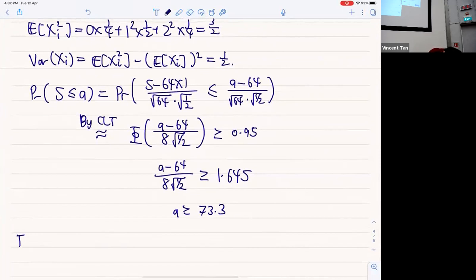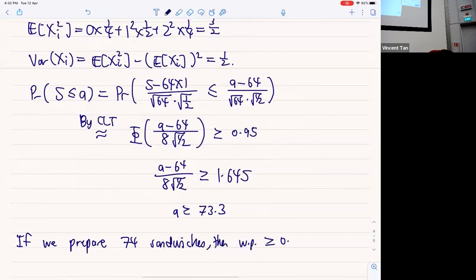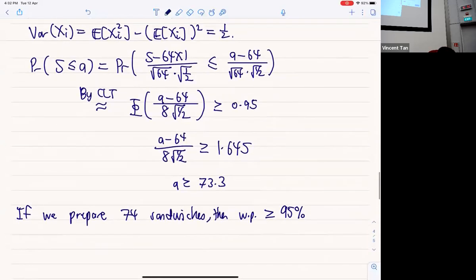So if we prepare 74 sandwiches, then with probability at least 95%, all guests are satisfied. All guests have their fill. Got it? So that's the way to do these sort of things.